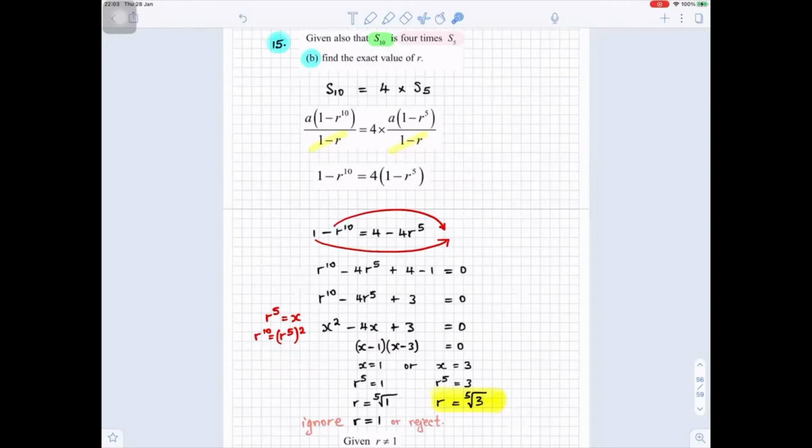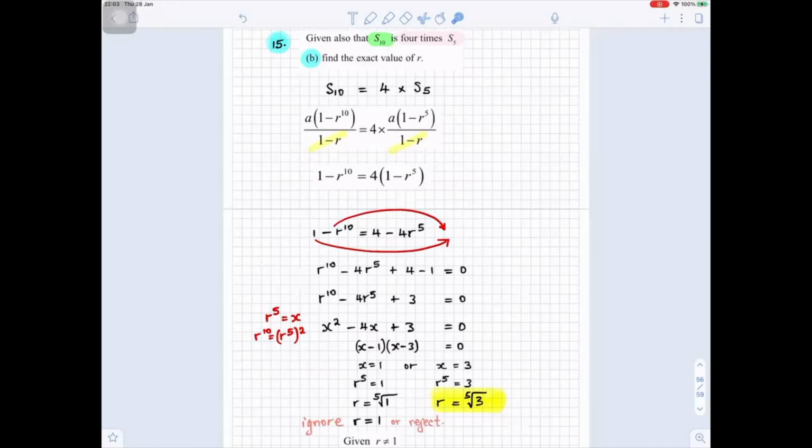A bracket 1 minus R to the 10, because n is 10, equals 4 times A bracket 1 minus R to the 5, because it's 5 terms, over 1 minus R. So we look on the left-hand side and the right-hand side. What can we cancel out? 1 minus R on the left cancels 1 minus R on the right. Then A cancels on the left and on the right. So we're left with 1 minus R to the 10 and 4 bracket 1 minus R to the 5.